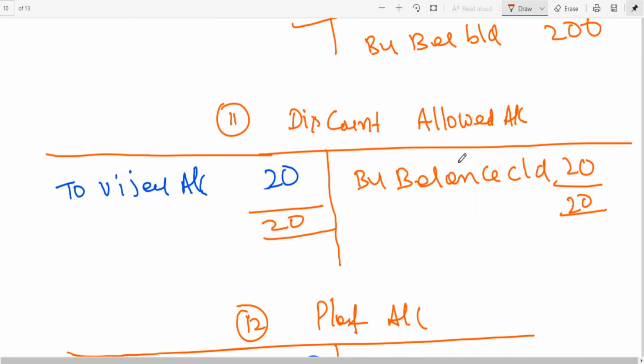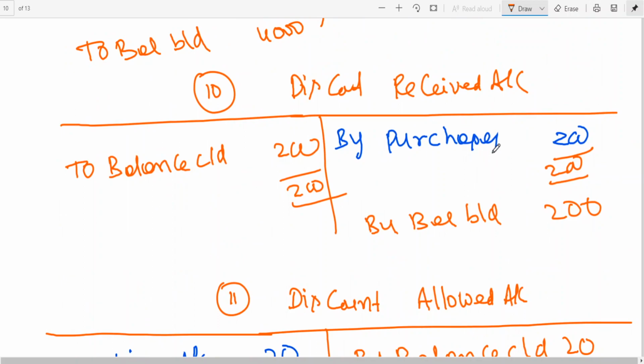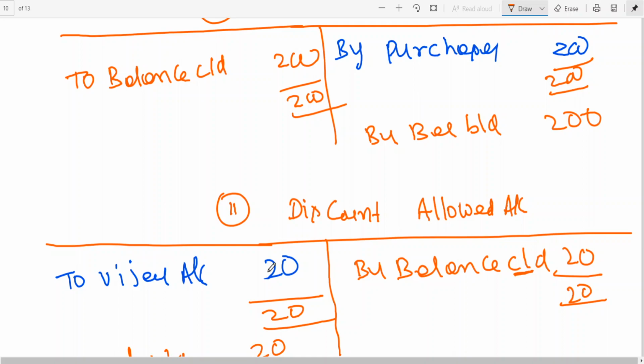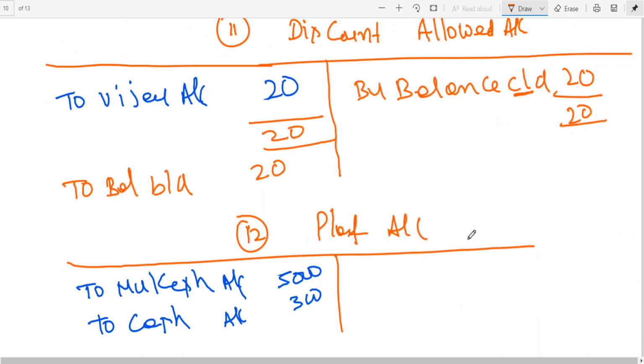Each of these sides is showing more debit side. So a closing debit balance will be written on the credit side. Here, closing credit balance means the difference will be written on the debit side. I repeat once again, I am making a statement: closing credit balance will be written on the debit side. Closing debit balance will be written on the credit side.